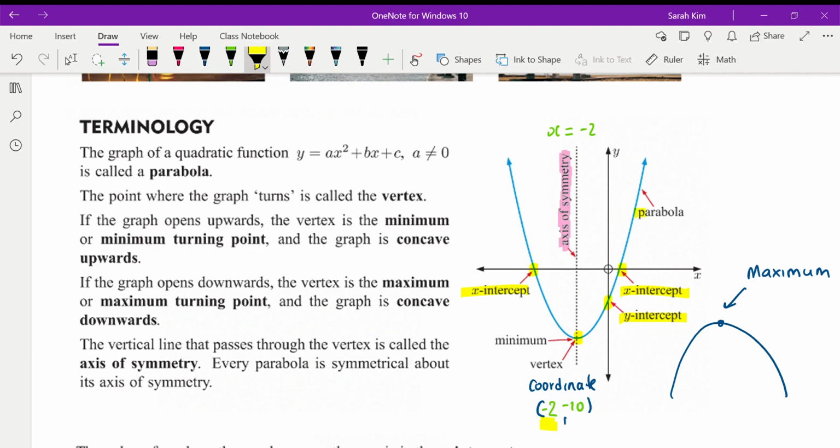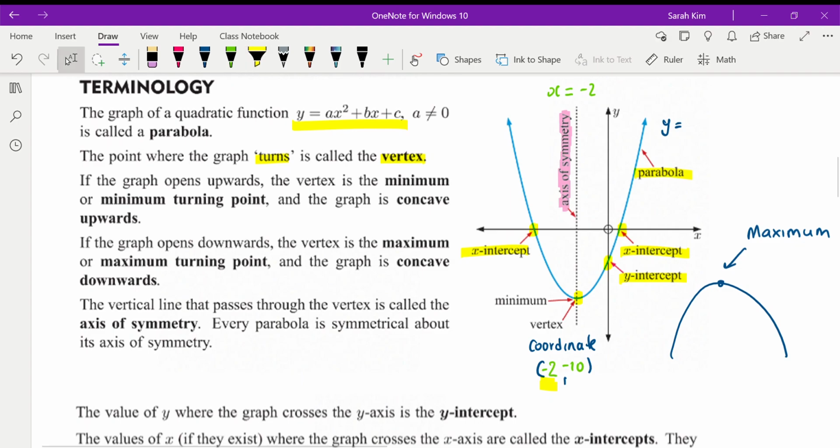So we call it a parabola. If you know the equation of this, we would write it next to it as well. These are the things I'm expecting on a graph. So we've got our quadratic function, and the point where the graph turns is called a vertex.